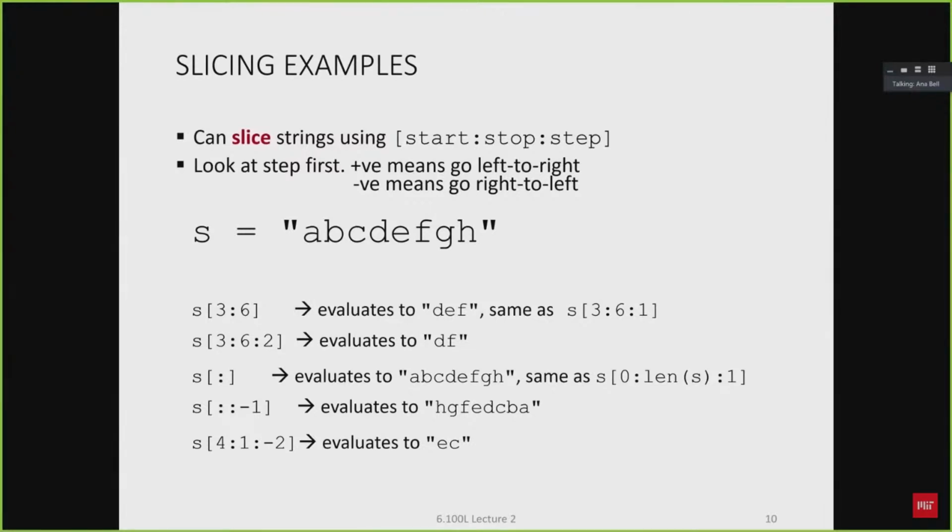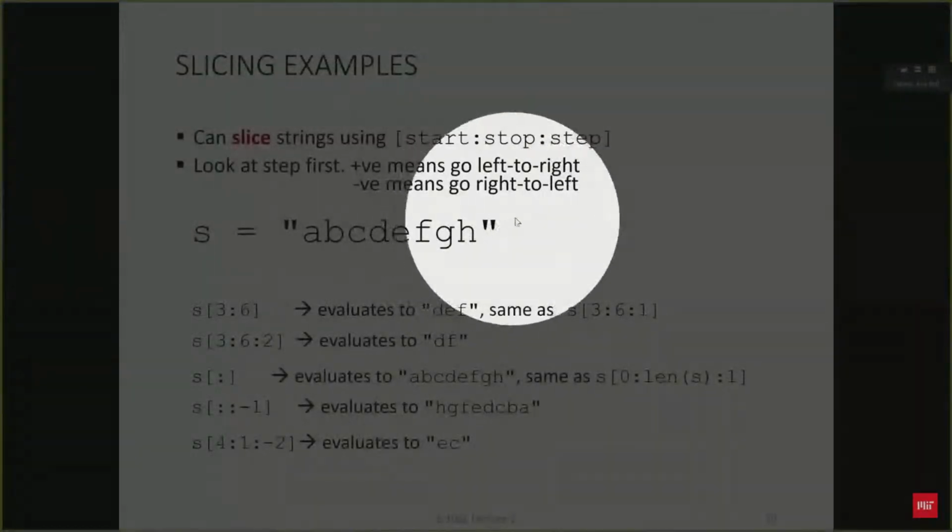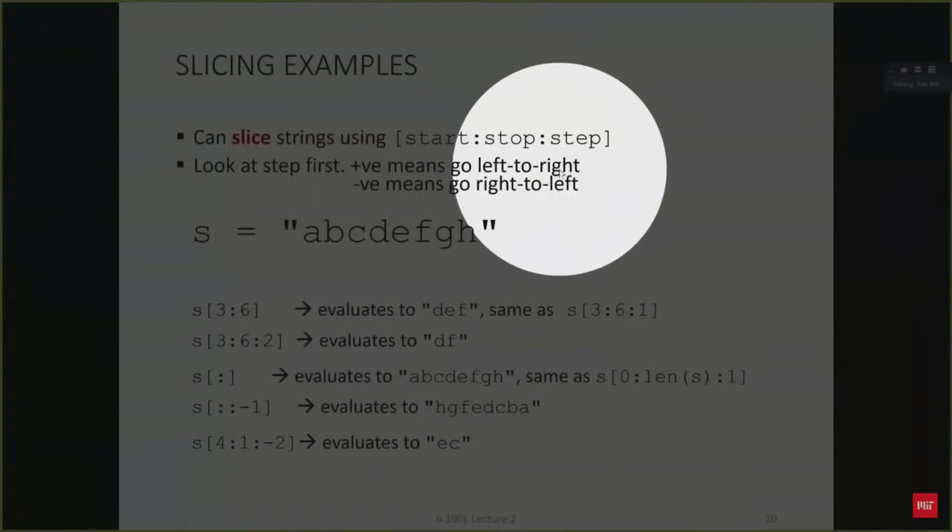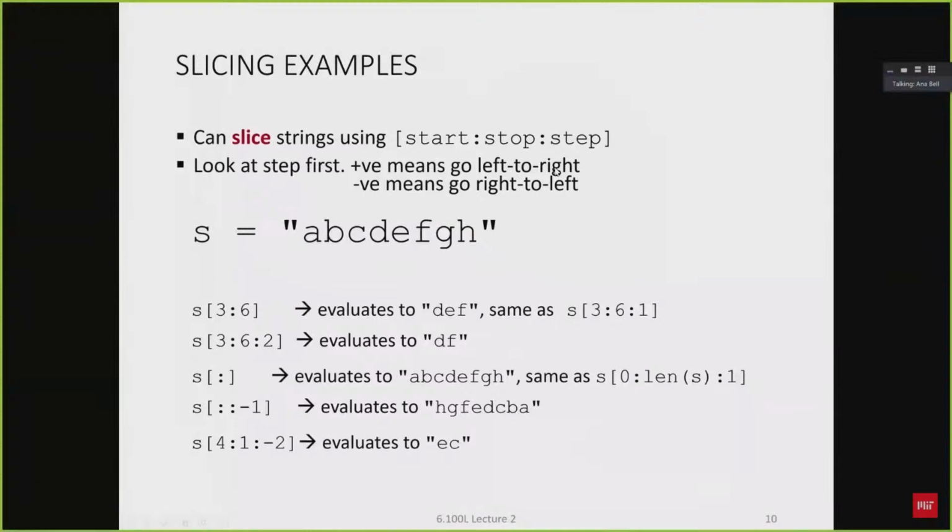When we slice, the first thing we want to look at is the step. Is it positive or negative? If it's positive, and remember, if you omit it, it's +1 by default, we're going to work our way left to right, the way we read. If it's negative, we're going to work our way right to left.